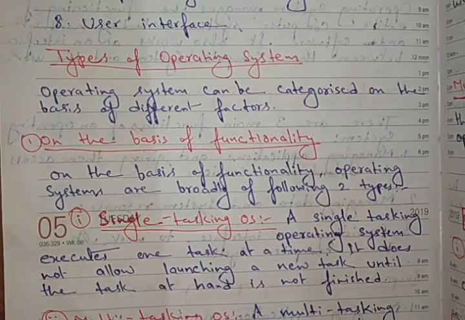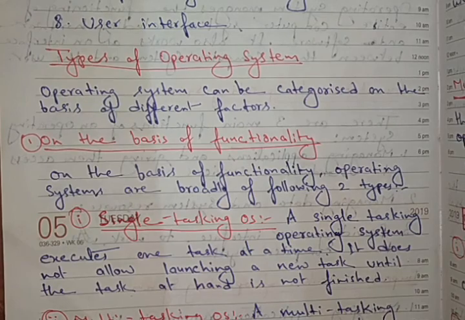Operating systems can be categorized on the basis of different factors, such as OS type on the basis of functionality. On the basis of functionality, operating systems can be broadly of the following two types. First one, single tasking operating system. Second one, the multitasking operating system.